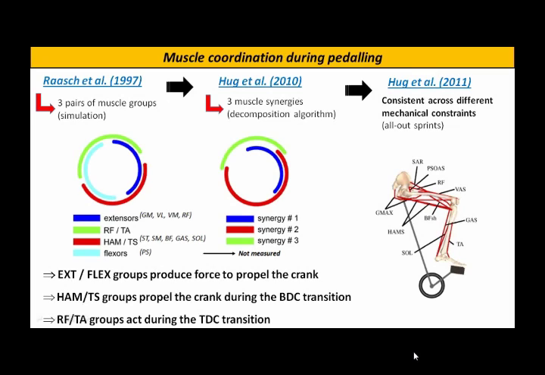These muscles are also activated for performing the bottom-dead transition. And the third pair, composed of rectus femoris and tibialis anterior, are recruited during the top-dead transition. It has been shown that cyclists seem to use the same muscle synergy for pedaling during a submaximal exercise or for performing a loud sprint.